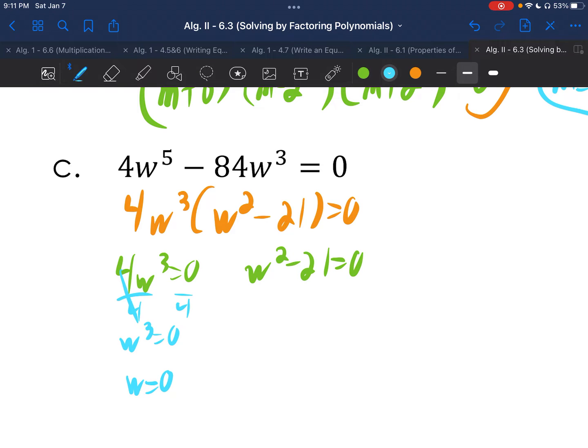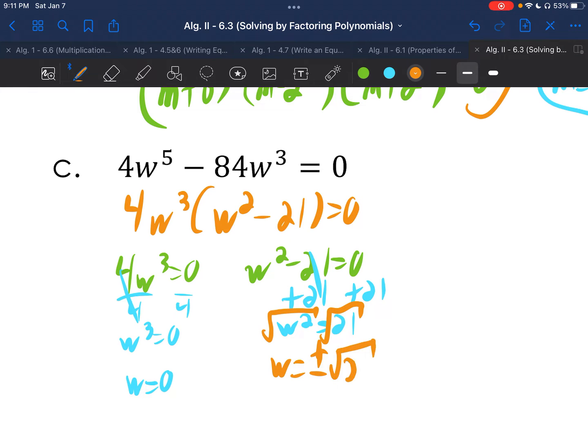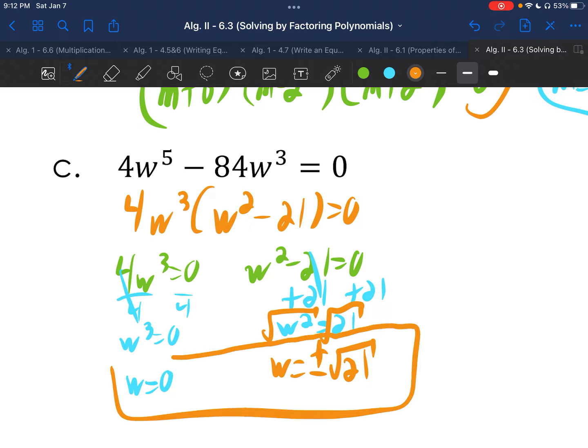And then for our other answer, however we want to solve this quadratic, I would recommend adding 21 and getting w squared equals 21. Now we need to square root both sides, and you get w. And when you square root both sides of an equation, remember, you create the positive and negative scenarios. And it is the square root of 21, which does not reduce. And so those are our 3 answers.